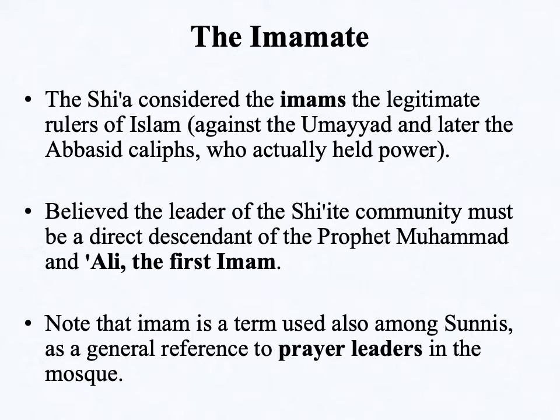Right? So again, this idea that it is a direct line of descent through Ali coming from the Prophet Muhammad. Ali being the first Imam, Hussein the second Imam, and so on down the line. And by the way, I do want to mention that the term Imam is also used among Sunnis, but it has, shall we say, a much smaller meaning, only referring to prayer leaders in the mosque. So if you're talking to a Sunni Muslim versus a Shiite Muslim and they use the term imam, obviously it probably has a much different meaning.